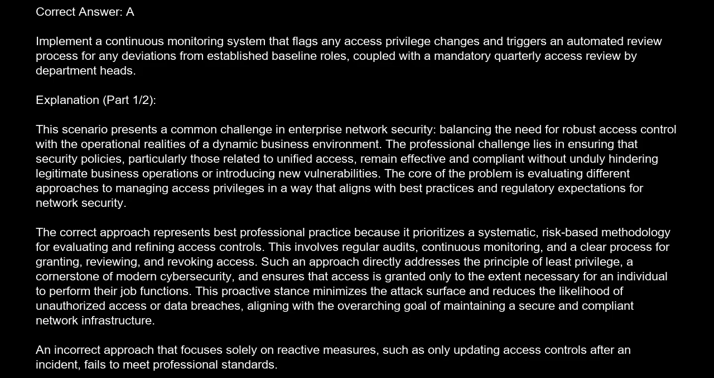The correct answer is A. Implement a continuous monitoring system that flags any access privilege changes and triggers an automated review process for any deviations from established baseline roles, coupled with a mandatory quarterly access review by department heads.